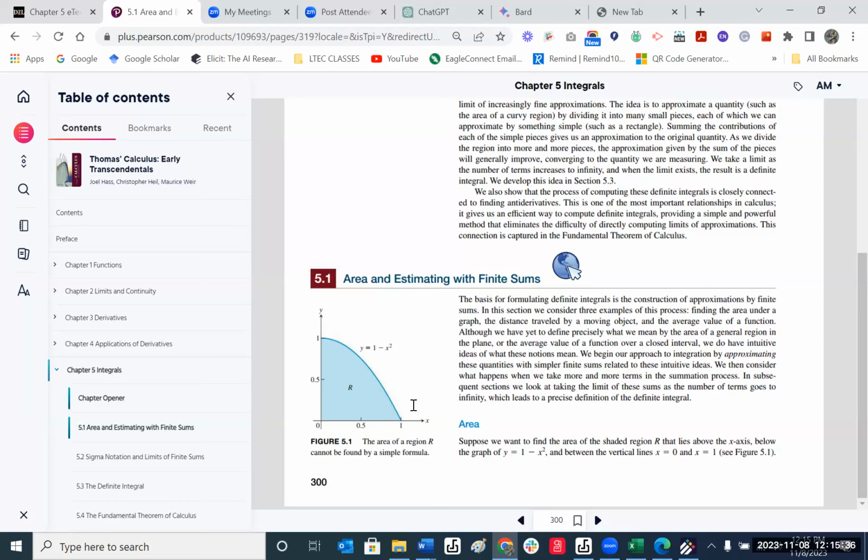You're the controller, you're the human here. So you have to be specific on what you want. You see the area and estimating with finite sums. Well, what do you want it to do? What do you want from that? You have to tell it what you want. So think about what you want to learn from there. What do you want it to tell you? Because you have a free tutor here 24/7.